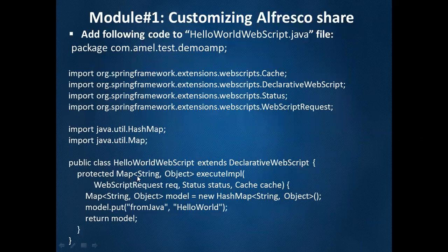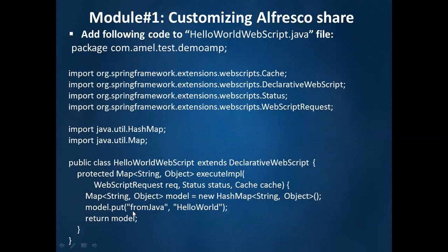Now let's try to read and understand this code. So executeImpl is always used to execute our Java class code. And here we need to know that this line is very important: model.put("fromJava", "hello world"). What does fromJava mean? This is a collection. Inside the collection, we need to write fromJava first, and after that, hello world.